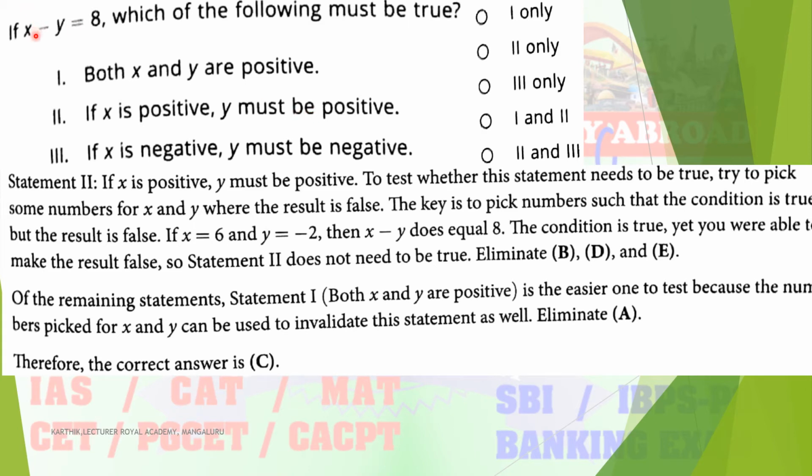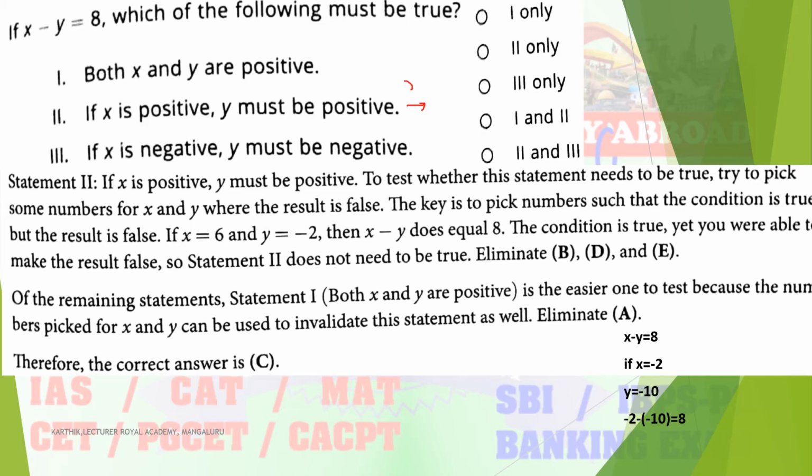So I will choose x is equal to 6, y is equal to minus 2. So minus minus, just see. So x is equal to 2. One minute, I will tell you in detail. So in the second one, we'll see this one.